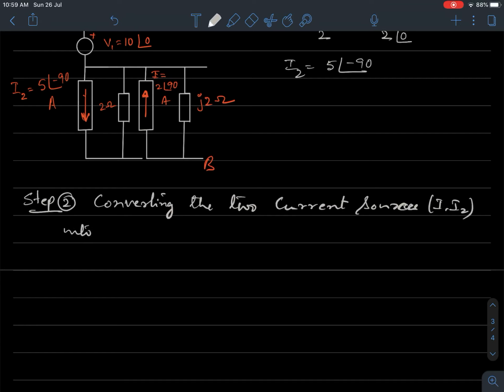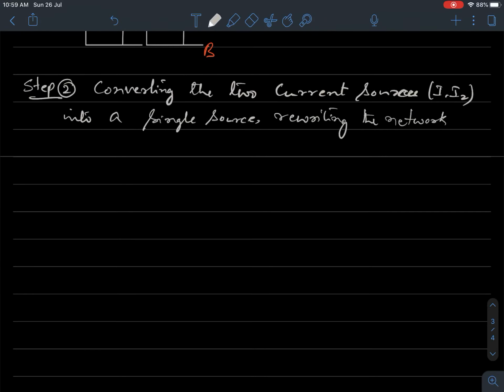That is I1, I2 into a single source and rewriting the network. We will try to rewrite the network. What do we get? I may have to rewrite the network now.